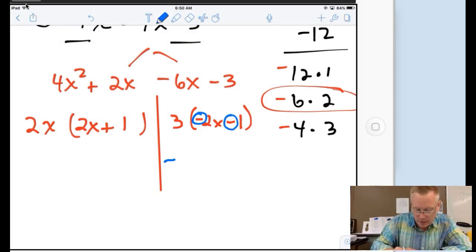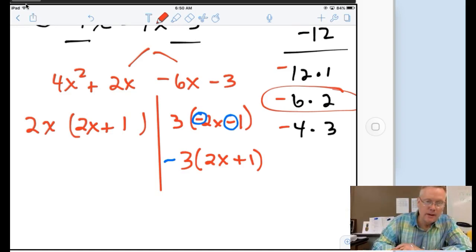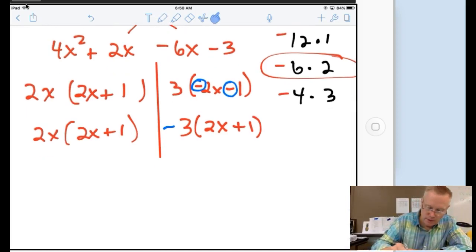I'm going to make the 3 a negative, and then I'm going to change the sign of each thing inside the parentheses, all right? So the negative 2x becomes positive 2x, the minus 1 becomes plus 1, and now my parentheses are going to match, which is big, because now I can follow through and write down what my two sets of parentheses are going to be.